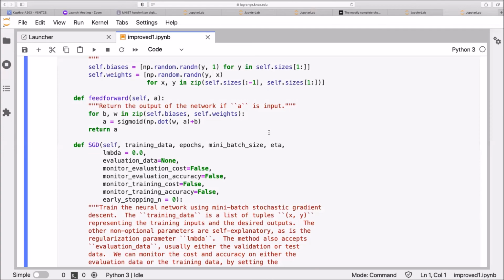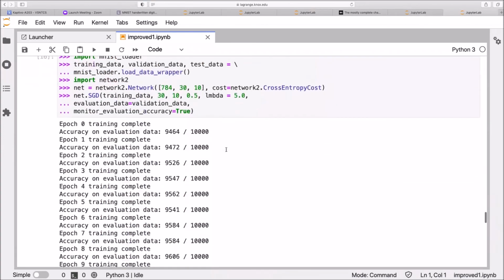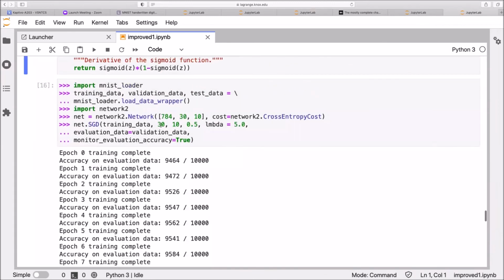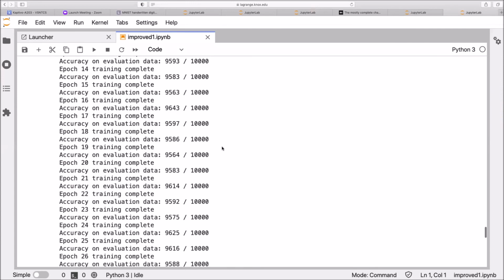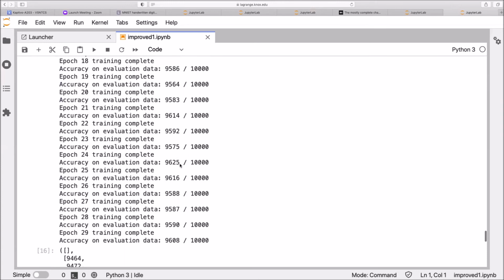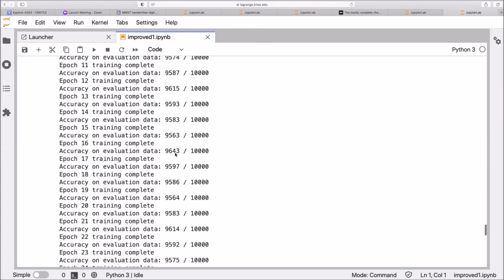So let's see how it does after we improve it. I ran this yesterday, because it's going to take some time to learn. All these parameters are still the same. You see, we still have 30 epochs, mini batch size 10, and 0.5 learning rate. I think the highest accuracy I got yesterday is 96.43. Yeah, it's improved a little bit, like 2.5%. It's a little bit better.